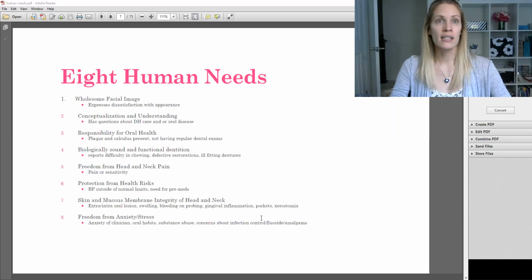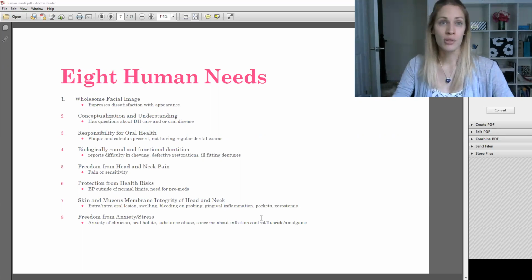Number 2 is conceptualization and understanding. So if they have questions about their oral self-care, their oral hygiene, their teeth, their mouth, anything like that, pretty much if they have questions, that is number 2.